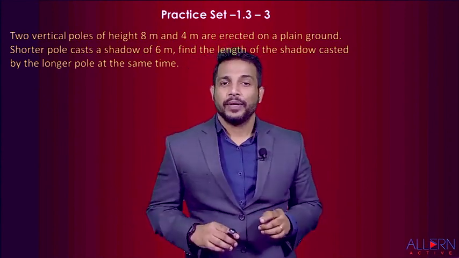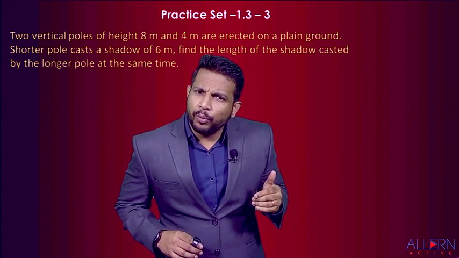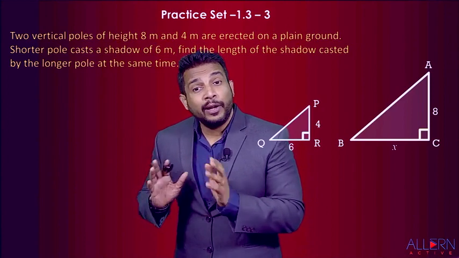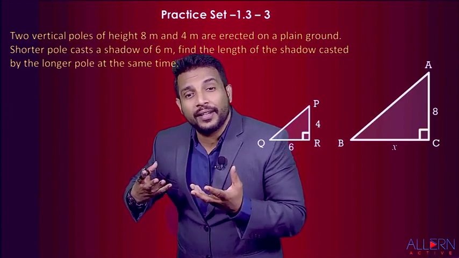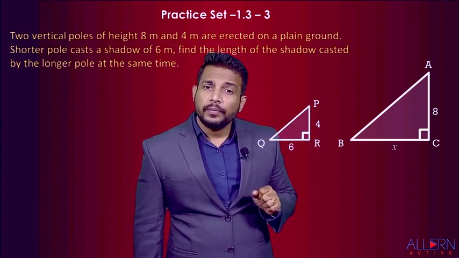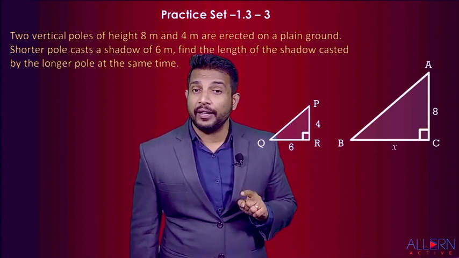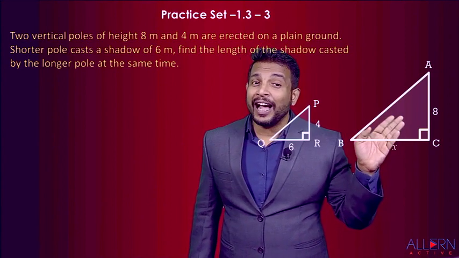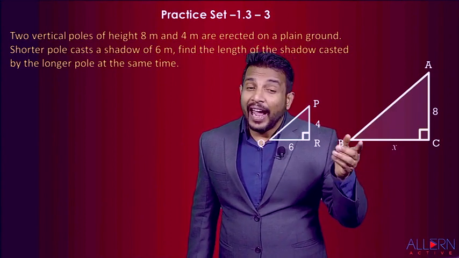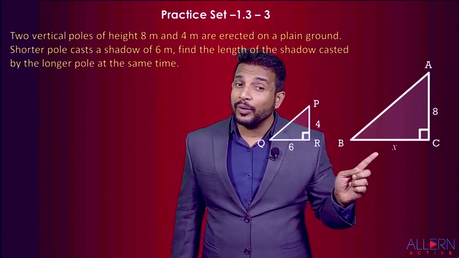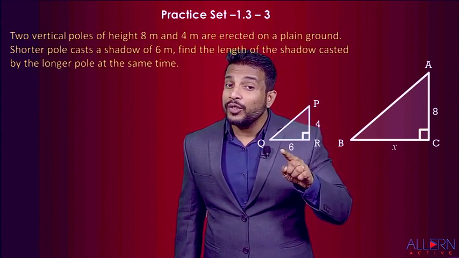Okay, you have a word, at the same time. Remember that. Now in this sum, actually in the book, we have the triangles given. But most of the times they may not give you the triangle. You'll have to create the triangle, draw the triangle based on this statement. It says two vertical poles of height 8 meter and 4 meter. So from the figure itself, you can understand the vertical poles are AC and PR, and their shadows on the ground are nothing but one is BC and the other one is QR.